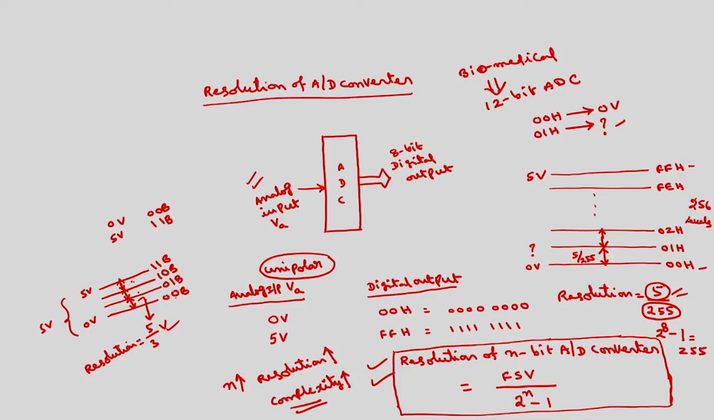So this is about the resolution of A to D converter, and we have plenty of applications of A to D converters. On the other side, as I have told in the last lecture, most of the real world signals are analog in nature. So we will convert into digital by using A to D converter, and then we will process. After processing, again we have to control the analog devices. So for that we need a digital to analog converter. So the next topic is the digital to analog converter.